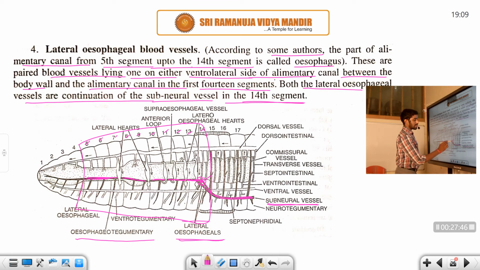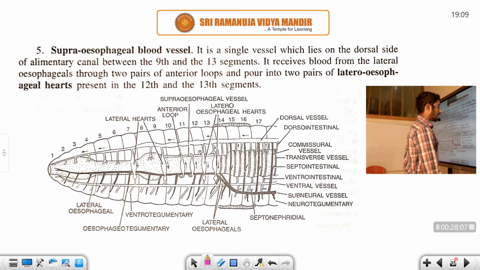So here you can see this is the connectivity. Right, student? So this is exactly where it is connected, the 14th segment only. From the subneural blood vessel it is connected to the dorsal blood vessel with the commissural blood vessel. This is the black colored commissural blood vessel. That part we already discussed earlier. Right.